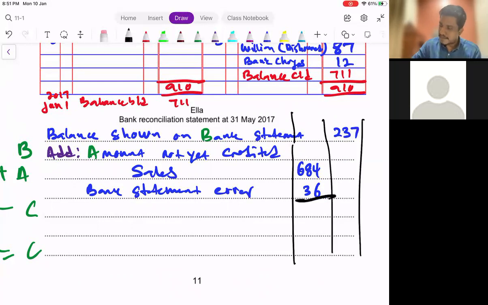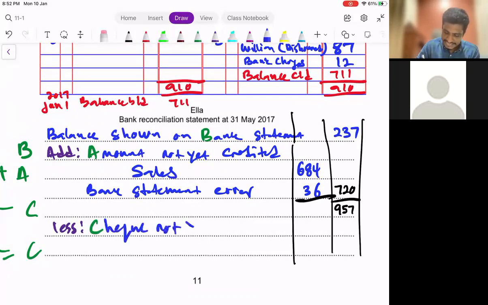Okay. So we total up 684 plus 36, I get 720. 237 plus 720, I get 957. This 957 will be minus with C, will be less with C. What is the meaning of C? C is check not yet presented.